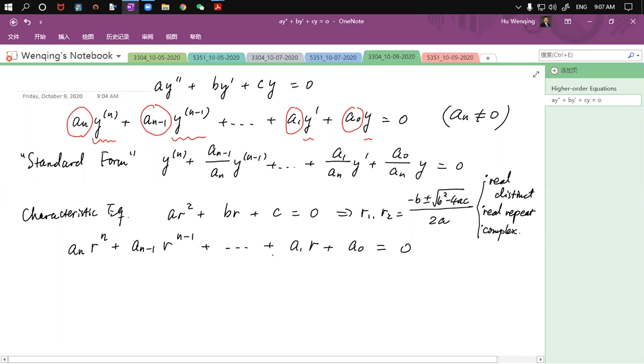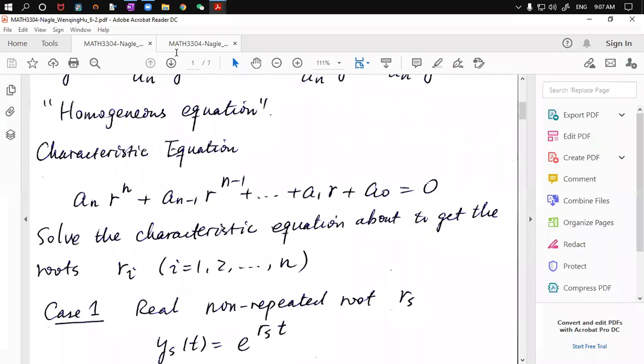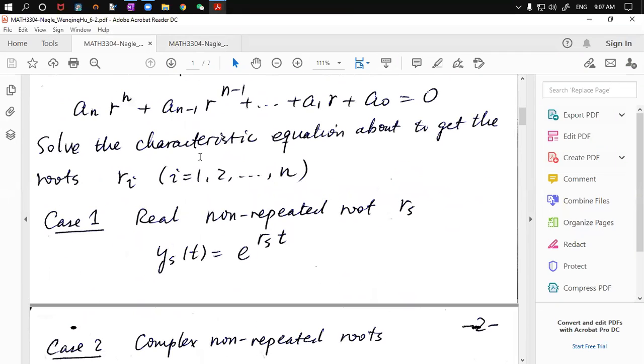So what happens to this characteristic equation? Suppose the characteristic equation has the form of an nth order polynomial equation. Then you're going to have several different scenarios. Scenario 1 is that you have a real non-repeated root. What does that mean? It means it is a real root, and it is not a double root. This root is not going to be repeated, so that's why we call it a real non-repeated root.